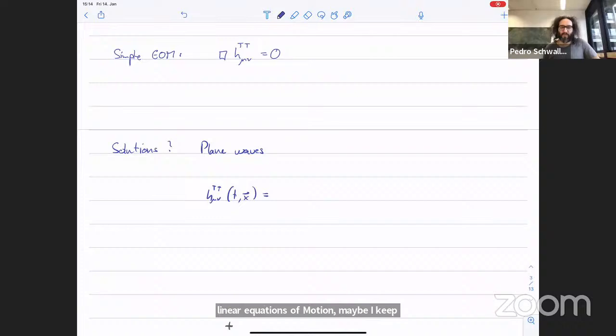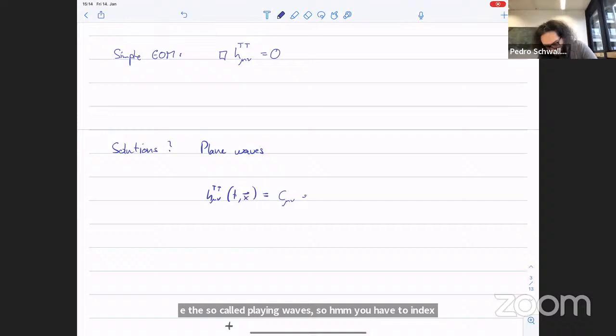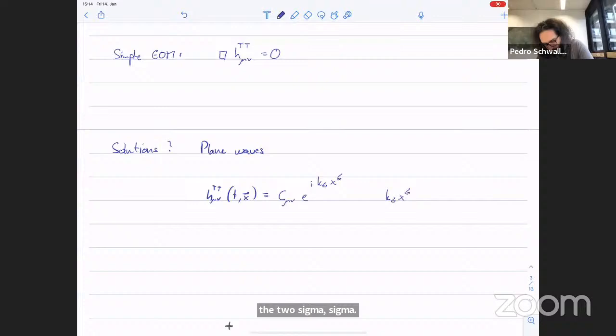So h mu nu of t and x is given by some prefactor, the polarization tensor, times e to the i k sigma x sigma, where this combination is equal to omega t minus x times k. Okay.